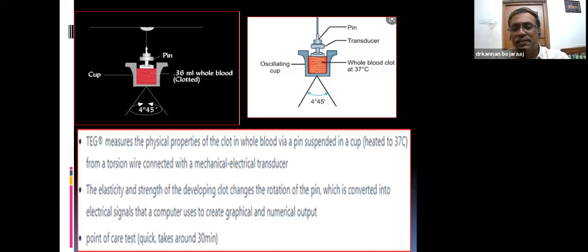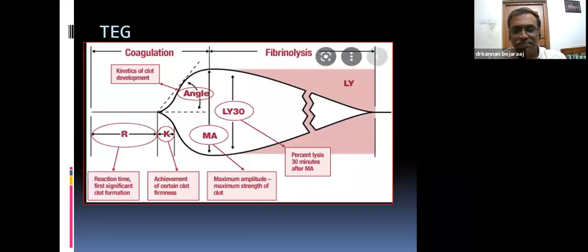That rotates the pin, which is converted into electrical signals that the computer uses to create a graphical and numerical output. So this will give a graphical output of the global coagulation functional analysis. And with this, within a matter of 30 minutes, there is a point of care test. It will click, and we can act according to the values obtained. It will show the real-time condition of the coagulation system.